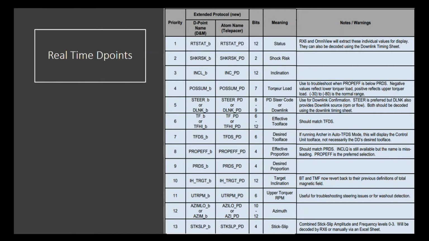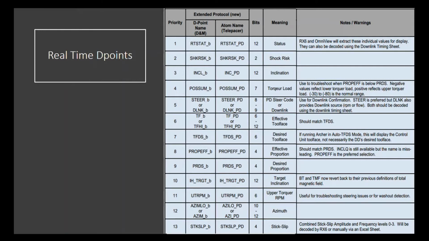Next is your upper torquer RPM. And that's useful for troubleshooting steering issues or for washout detection. So for washout detection, if over time at the same flow your value is decreasing, then you might have some wash somewhere above the power drive.